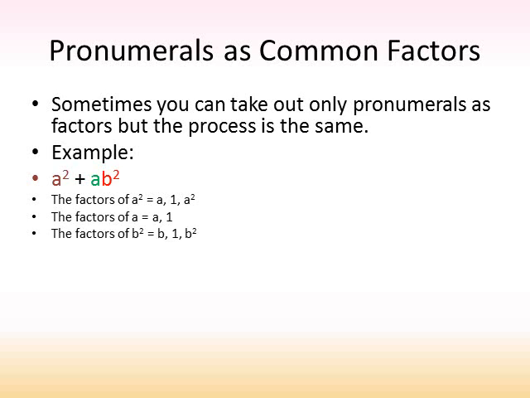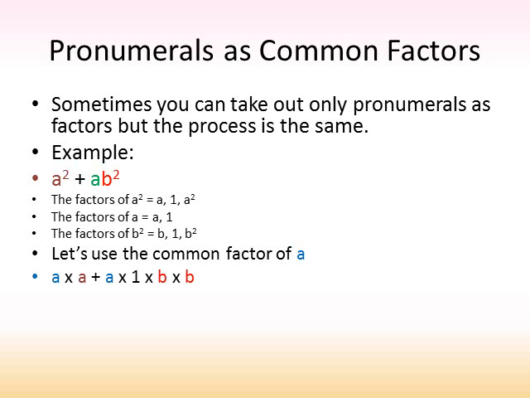So here they are. As we can see, there is a common factor of a, as it is a factor of a squared and a, and these are on different sides of the addition sign. 1 is also a common factor, but as we discussed earlier, 1 is not a useful factor because it will not change our expression. So we use the common factor of a and write out our expression, remembering that a squared is a times a, a is a times 1, and b squared is b times b. You'll see that I've written a as a times 1, but we know that multiplying by 1 will not change it, so it is not really necessary to write it.